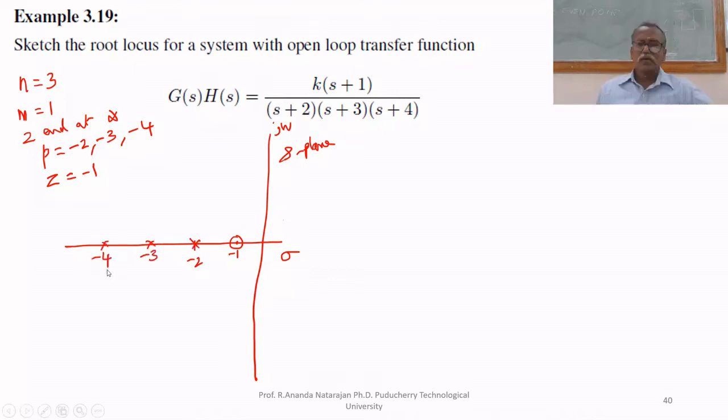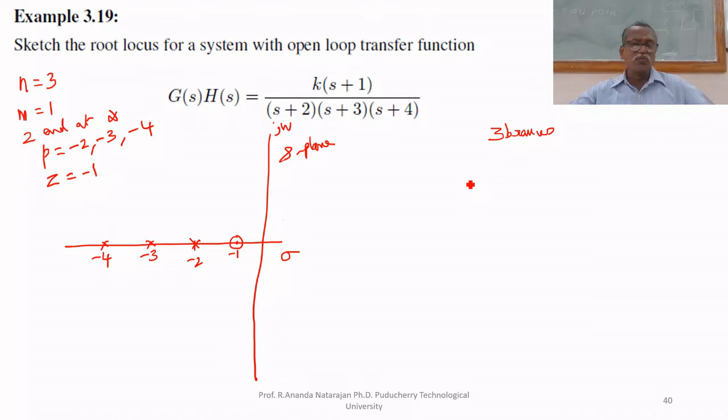What does the first rule say? How many root locus branches? 3 branches, because 3 open loop poles are there, therefore 3 branches. The second rule says, one root locus branch will end at 0, another 2 will end at infinity.